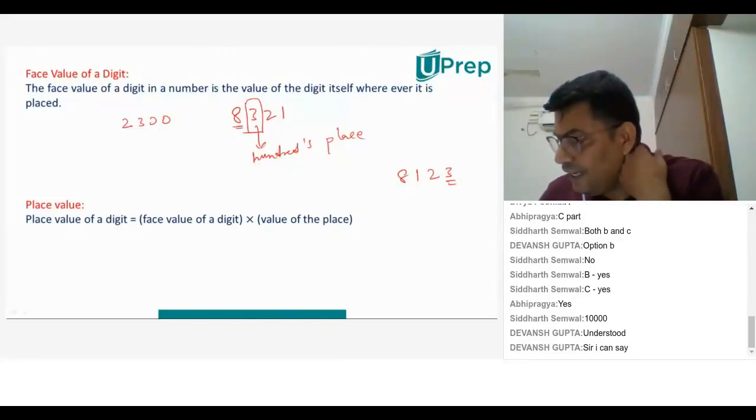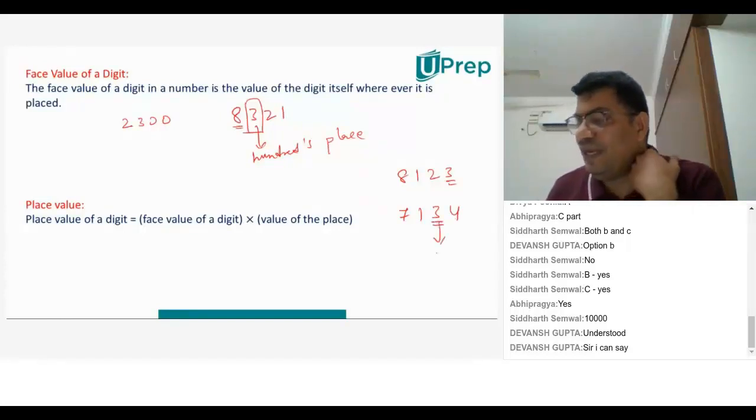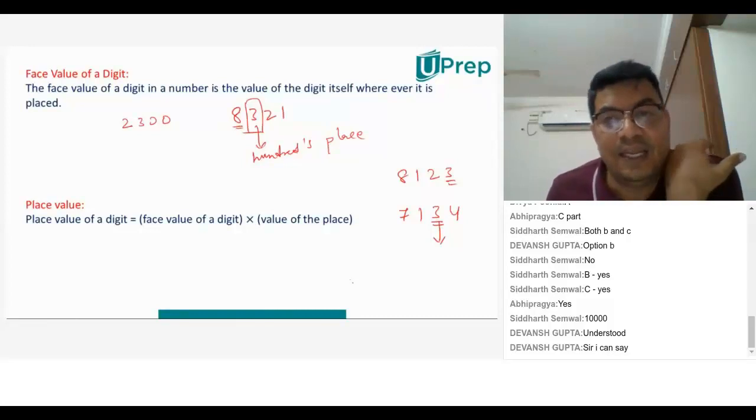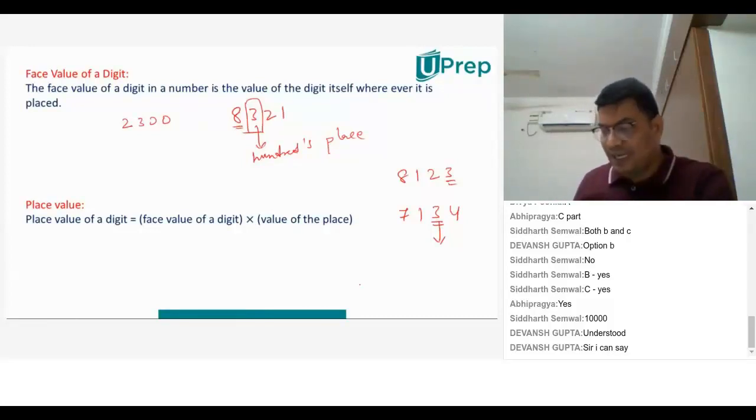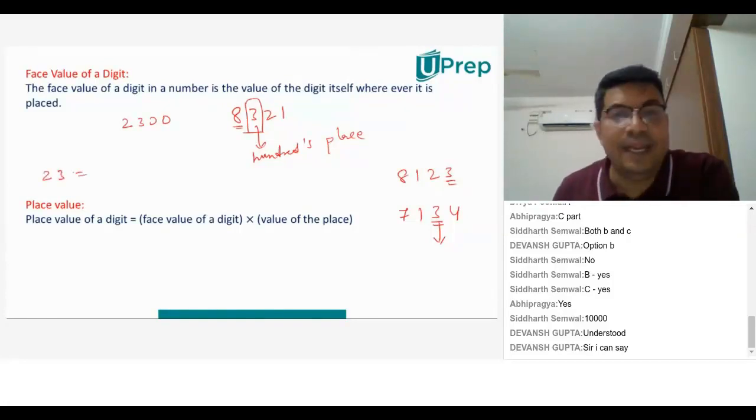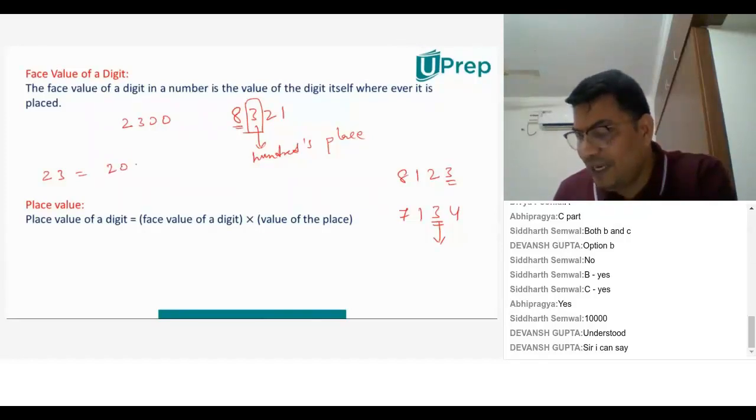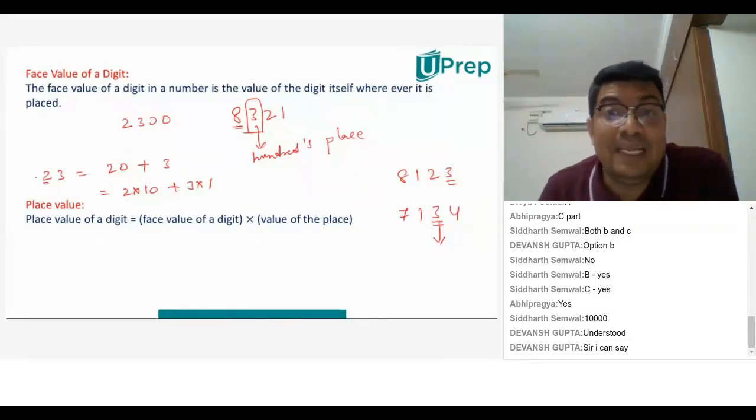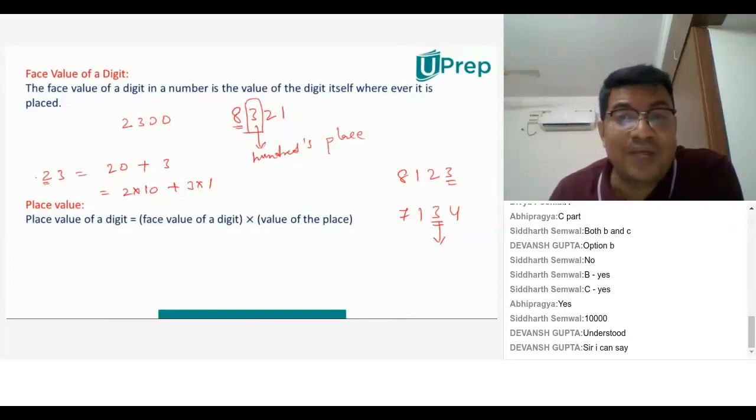But if 3 is in the tens place, say in another number, 7, 1, 3, 4, the value of 3 in this position is not 3. It's 30. If you go back to your basic learning, say I have a number like 23. What do you mean by 23? It means 20 plus 3, or we also say 2 into 10 plus 3 into 1. The value of that 2 in this position is 20.